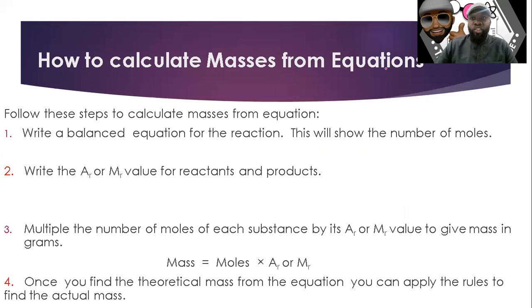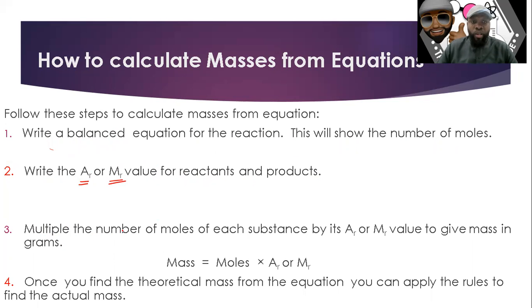How to calculate masses from equations. So how can we use equations to calculate mass? These are the steps. Write a balanced equation for the reaction. This will show the number of moles of each reactant and product present. Secondly, write the AR or MR values for reactants and products. Remember, your AR values are taken from your periodic table. Your MR value is the sum of the AR values of the atoms present in your compound.